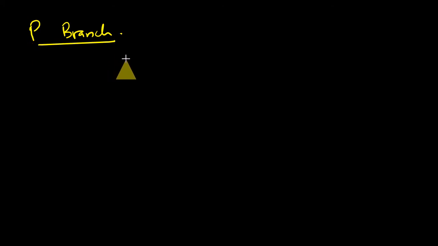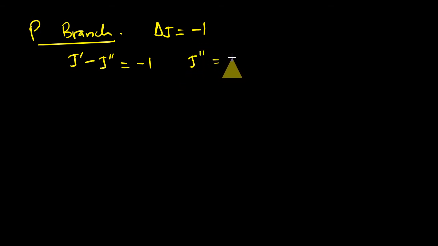In the case of the P branch of the spectrum, delta J is equal to minus 1. Delta J is equal to minus 1 means the rotational quantum number of the upper level minus the rotational quantum number of the lower level is equal to minus 1. Means J prime minus J double prime is equal to minus 1, or we can write J double prime is equal to J prime plus 1. And we can also write J prime is equal to J double prime minus 1.